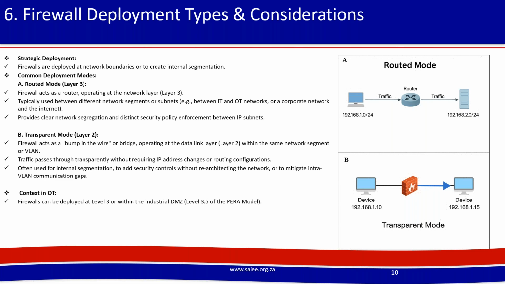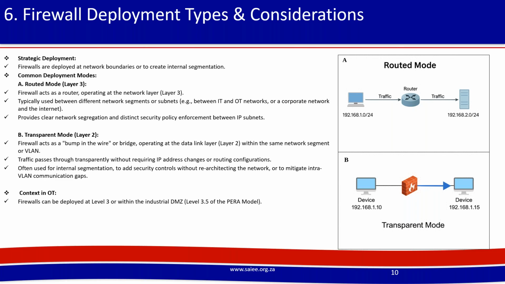Then the rare one that we barely hear of is the transparent mode, also called layer 2 mode or bridge mode. Not sure why it was not called the switch mode as well, but it behaves as a layer 2. It's almost like a switch. It allows the firewall to sit in line within an existing network segment without being visible as a router. It inspects traffic without changing IP addresses. This is useful for adding security controls within an existing VLAN or segment, especially in OT where IP addressing changes can be highly disruptive.